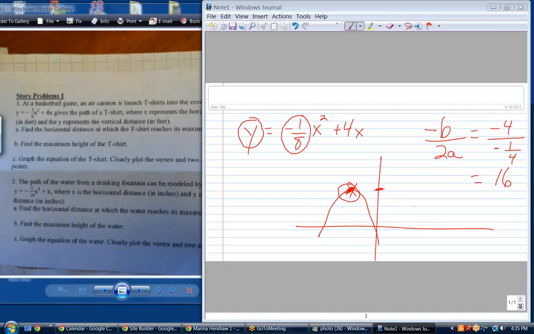Okay. So this parabola must be over here, not on the left side of the y-axis, because that peak occurs at that point right there. So 16 is the answer for A.